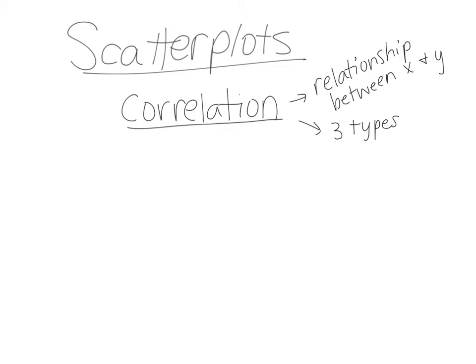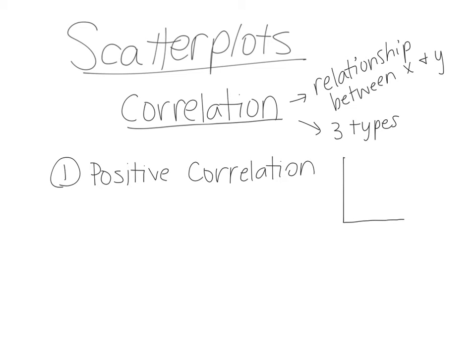Alright, the first one is positive correlation. Now, when we talk about scatter plots, you're thinking about a graph. So, in order for a graph to be positive, then that means that your points are all going up.